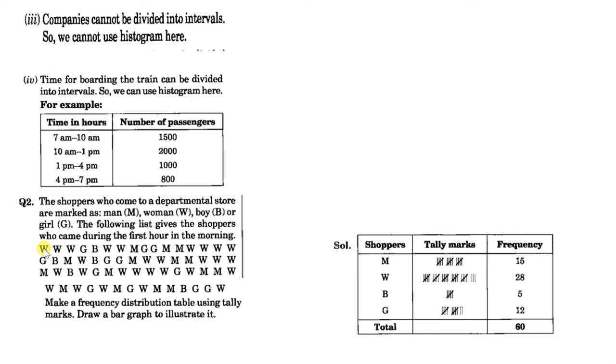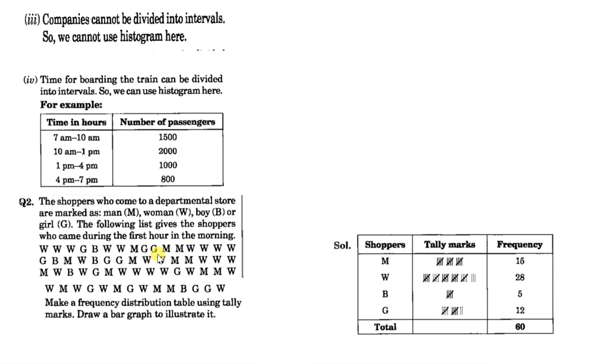We read the first value, it is W. We mark our tally against W. Then next is also W, next one is also W. So 3 tallies will be marked against W. Then we have G, then 1 tally against G. Then B, so 1 tally against B, and so on. And after the 4th one, if the 5th one also falls in that category, we cross the bunch of 4 tallies with this 5th one diagonally, so that it is easy to count.